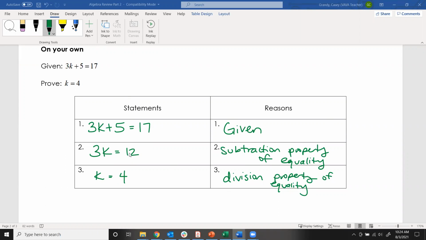Now I'm left with 3k equals 12. Divide both sides by 3. I get k equals 4. That was the division property of equality.